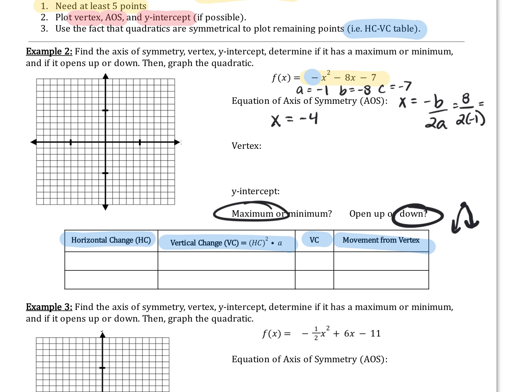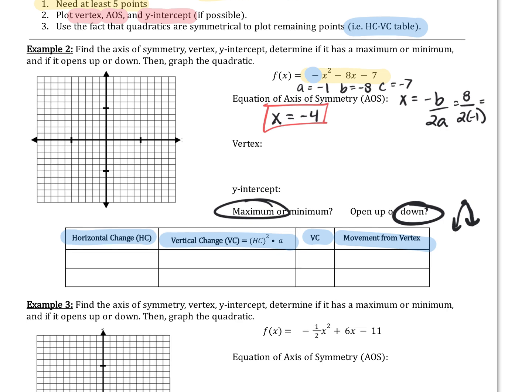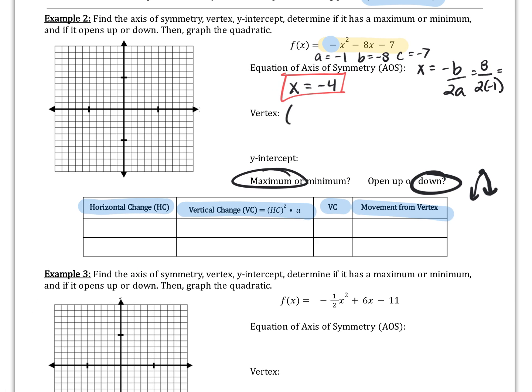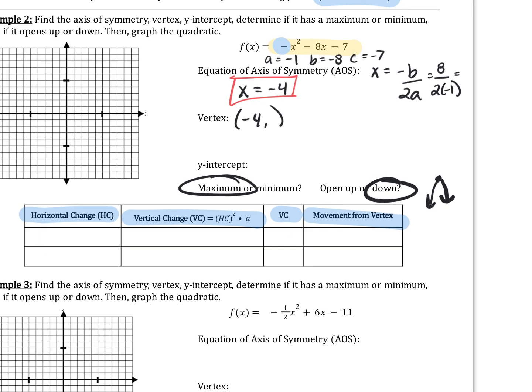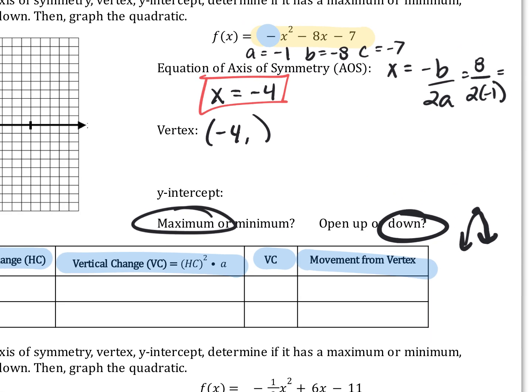If you're not sure how I got that, come talk to me later. I will help you with that, okay? This is just a division problem. Now, with my vertex, I know my x is already -4, but now I need to plug it in, okay? So let's look at our equation.